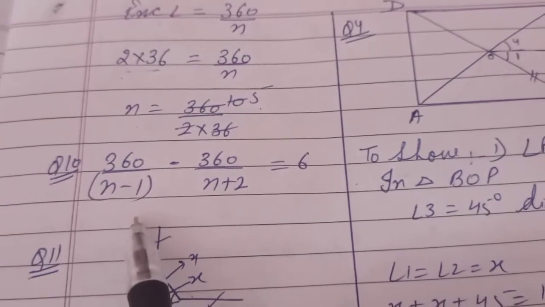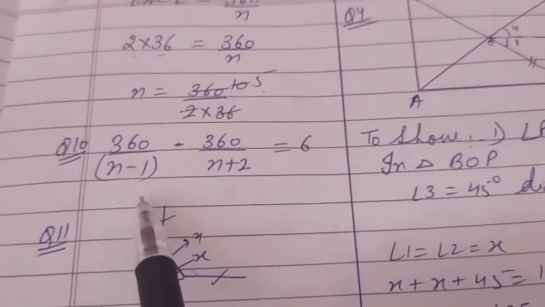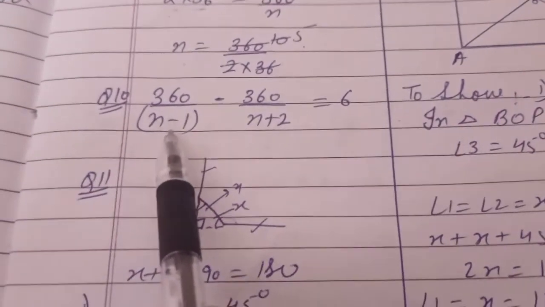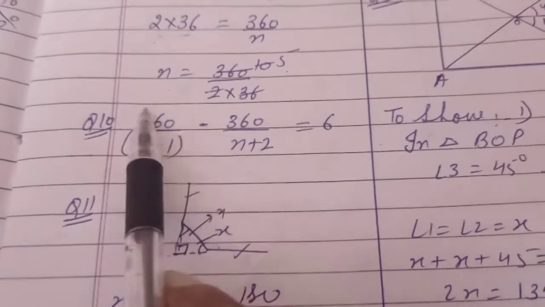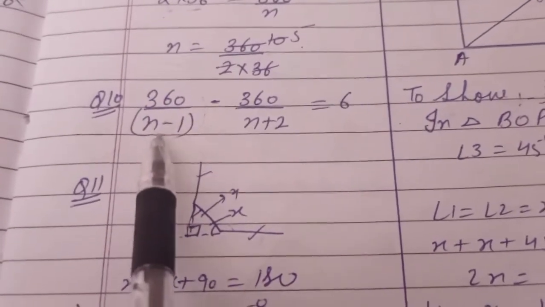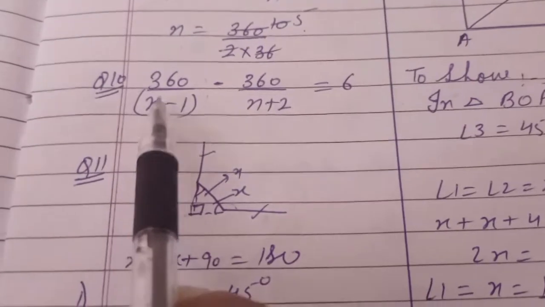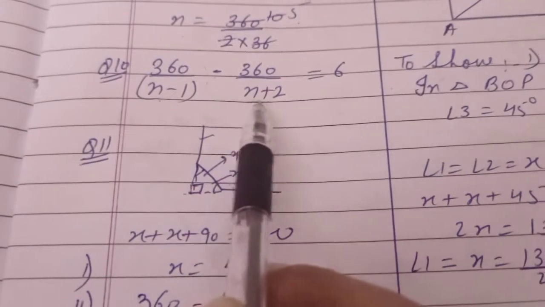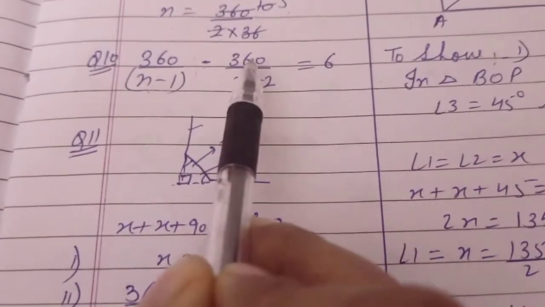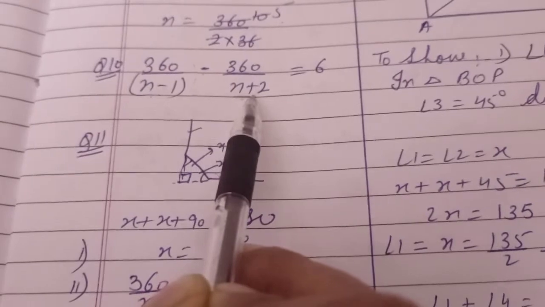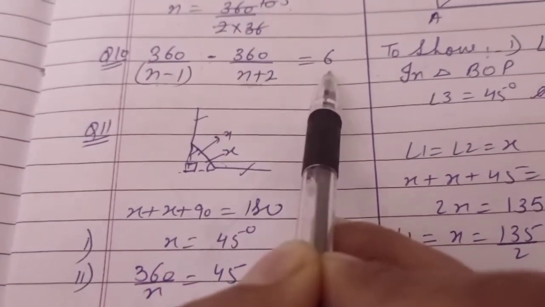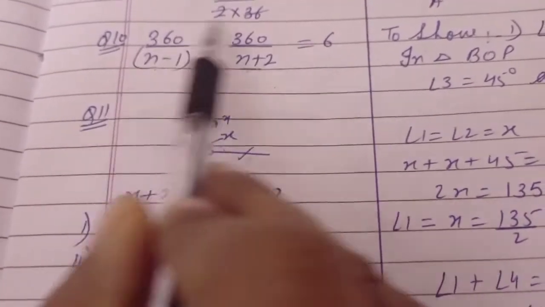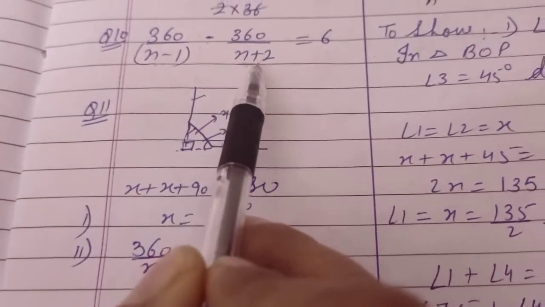10th question, the difference between exterior angle of a regular polygon of n minus 1 side. Exterior angle, how many sides? N minus 1. So what is each exterior angle? 360 upon number of sides. So in this case, the number of sides are n minus 1. And the exterior angle of number of sides n plus 2. So what is the value of each exterior angle? 360 upon number of sides. Second polygon, how many sides are there? N plus 2 is equal to 6. This is given to you. Now take LCM. After taking LCM, equation will be formed over here. Then you have to find the value of n.